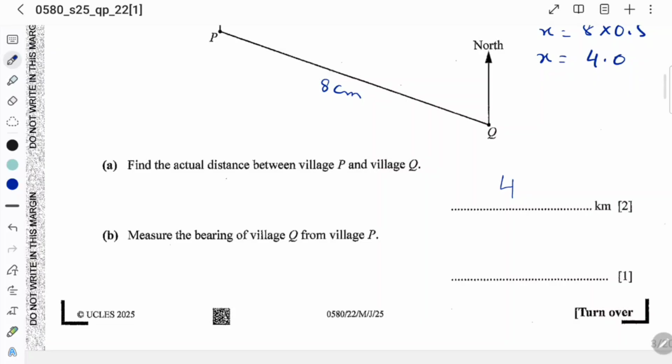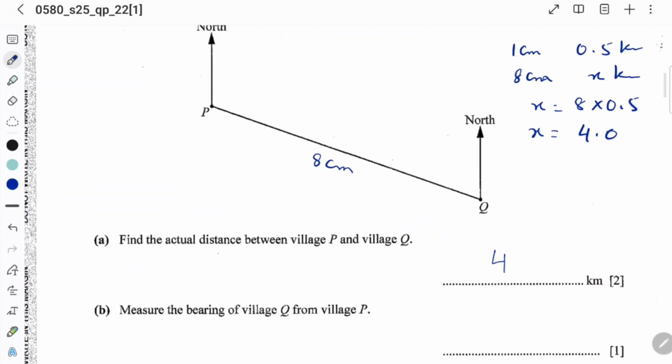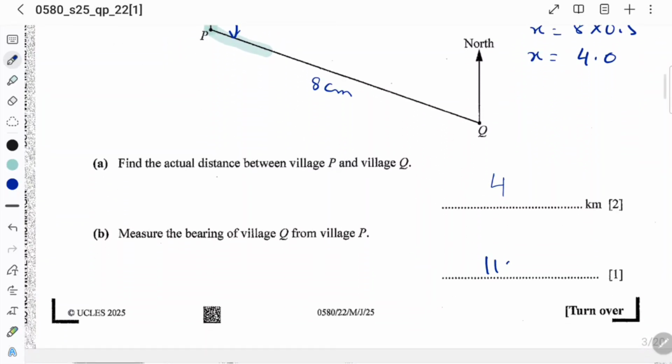The next part is: measure the bearing of village Q from P. Alright, so take your protractor and find your answer. This is given, village Q from P. From P we have north and we'll have to move up till here, and then take your protractor and measure it, and this is your base line. This one is an obtuse angle, and I've measured it as 110 degrees. So just write down 110 degrees, which is 1 mark just by measuring. No calculation is required in this question.